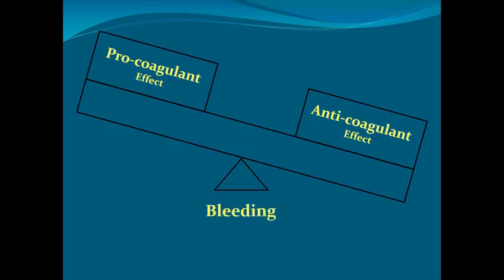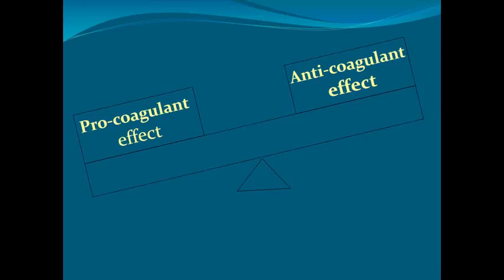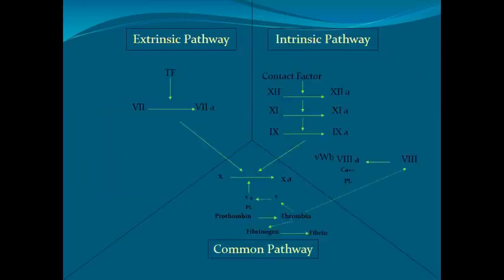procoagulant factors. For example, this leads to the bleeding disorders, while a deficiency of an anticoagulant factor leads to thrombosis formation. Before that, we should have an understanding of how the clot formation occurs. There are two pathways. One is the extrinsic pathway and one is the intrinsic pathway.